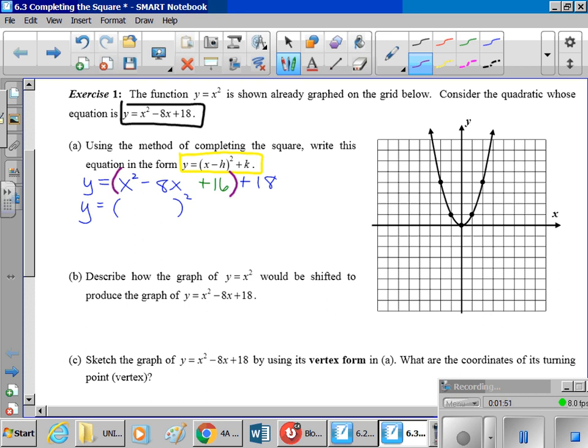But I want to remind you that if we're adding 16 and we're on the same side of the equal sign, we also have to subtract 16 to keep our equation unchanged. All right, so that's kind of important. So now what happens is this becomes x minus whatever that was half of, so it's x minus 4 squared.